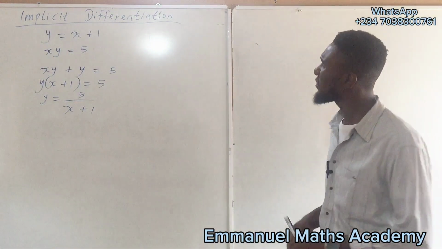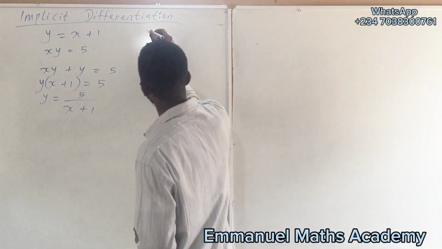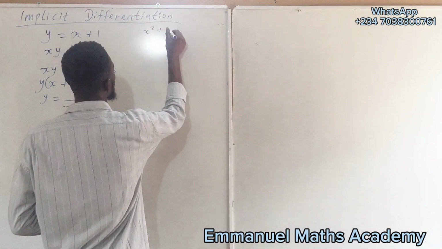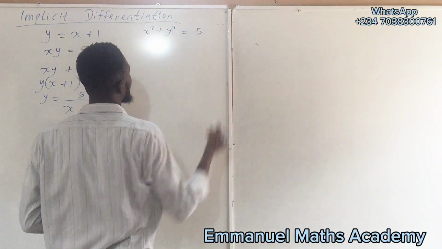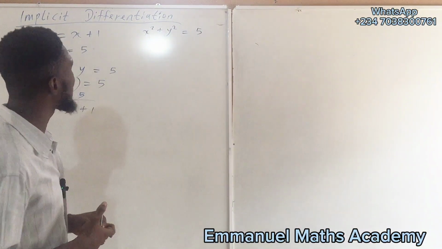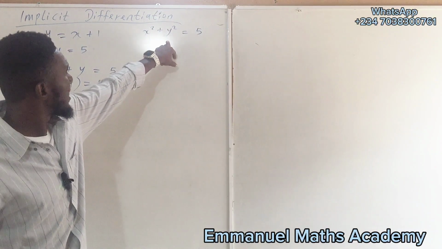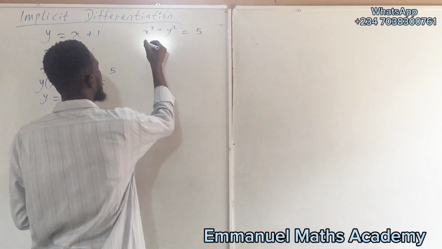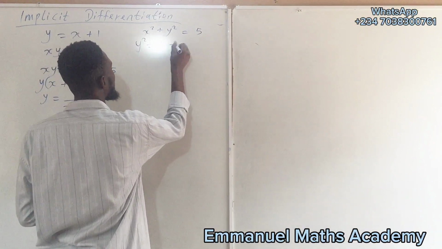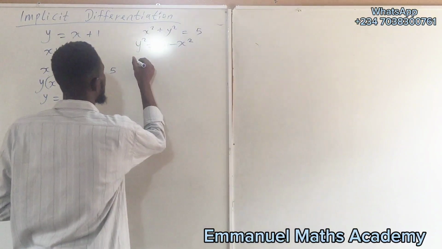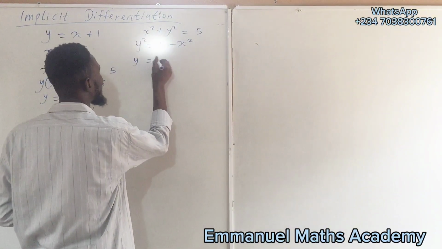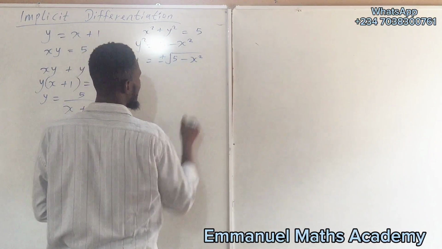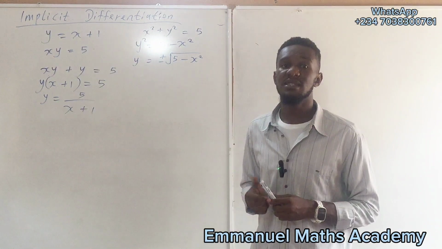Is that clear? Then what about if you are given something like x squared plus y squared equal to 5? Can you express this in explicit form? Yes, you can. You can actually have y squared equal to 5 minus x squared. Then taking the square root of both sides, you now have y equal to plus or minus the square root of 5 minus x squared, right? Now listen.